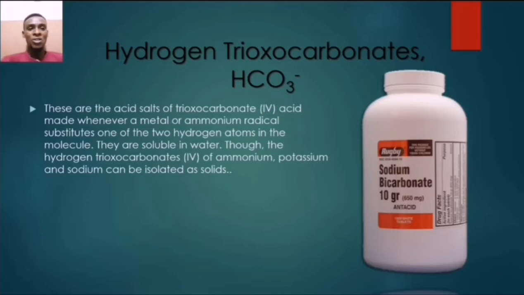One of these is dissociated to give us hydrogen trioxocarbonate. So let us discuss what hydrogen trioxocarbonate salts are. Now we are told that these are acid salts of trioxocarbonate 4 and are made whenever a metal or ammonium radical substitutes one of the hydrogen atoms in the molecule.